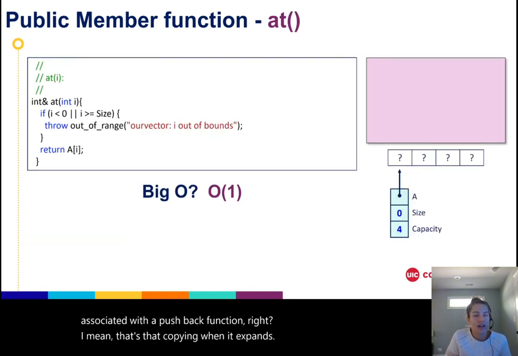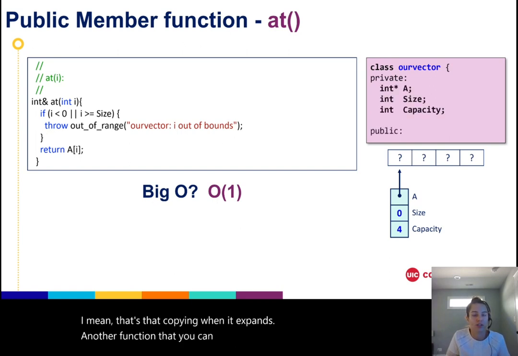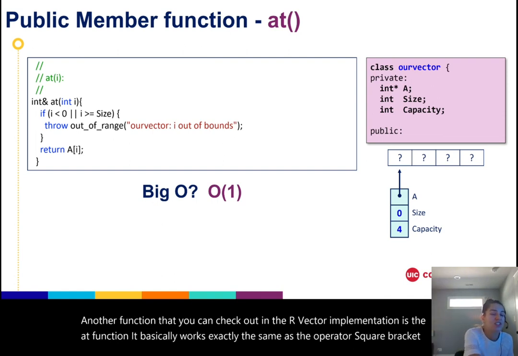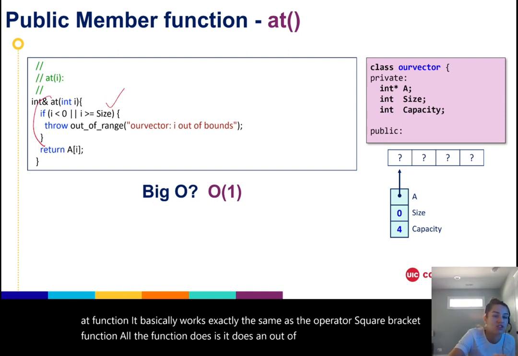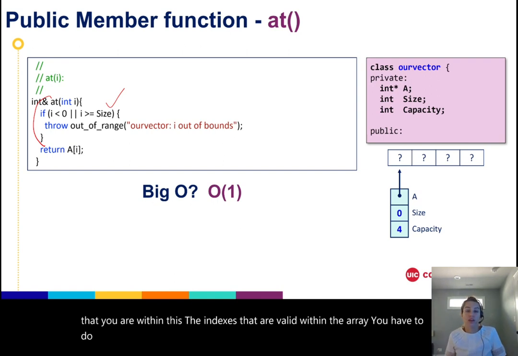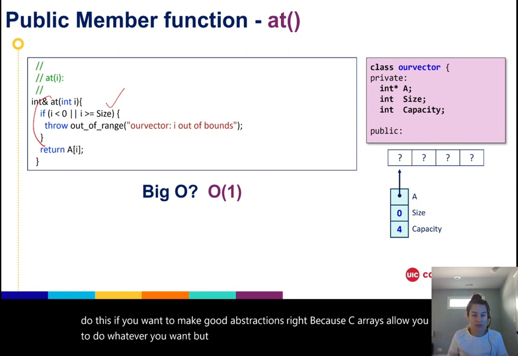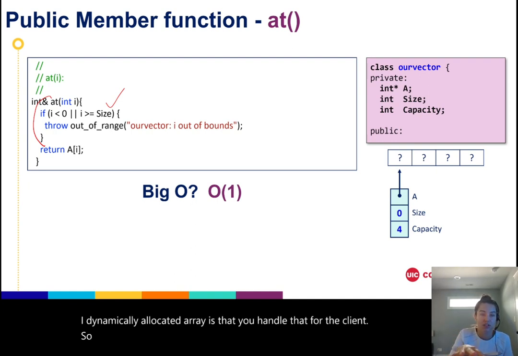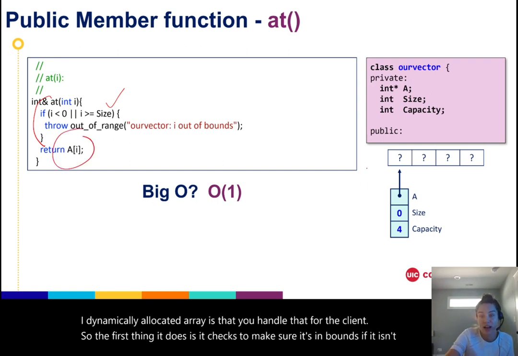Another function that you can check out in the R vector implementation is the at function. It basically works exactly the same as the operator square bracket function. All the function does is an out of bounds check, so it makes sure that you are within the indexes that are valid within the array. You have to do this if you want to make good abstractions, because C arrays allow you to do whatever you want, but the idea of making a dynamically allocated array is that you handle that for the client. So the first thing it does is check to make sure it's in bounds. If it is, then you just get to directly access this vector.